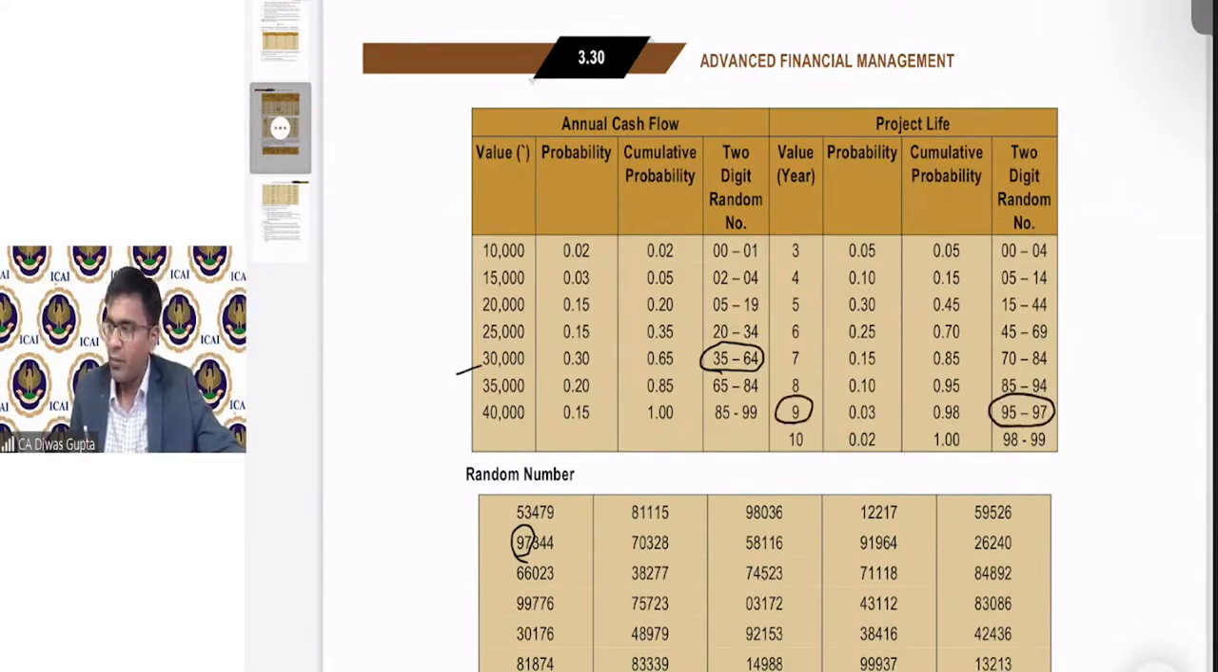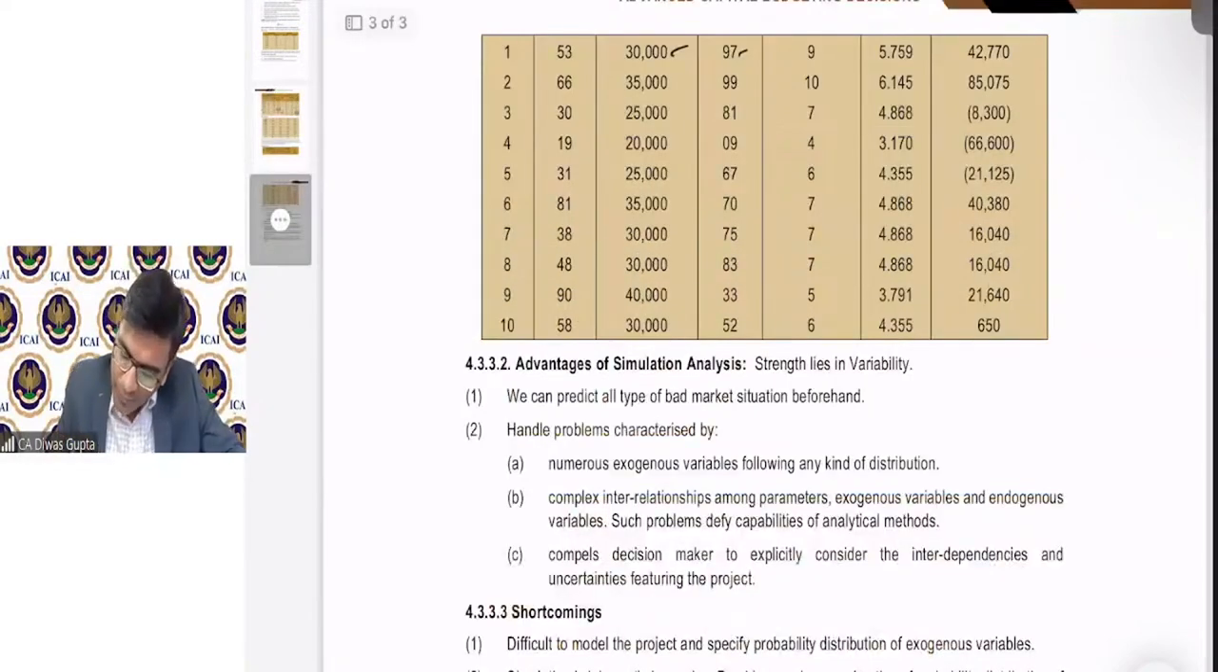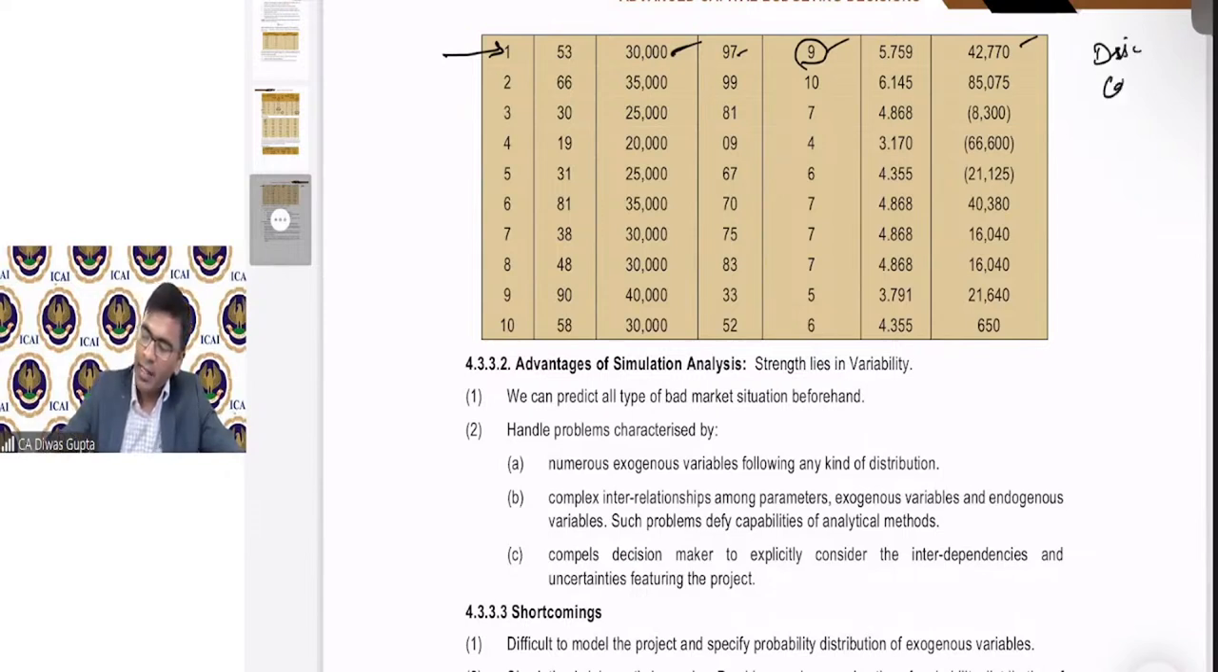Okay, Mohammed Abdul Rahim, I will do that. Just wait. So for 97, 9 years have been taken. So for this first simulation, 30,000 is the cash flow, 9 years is the time period, and hence your NPV is 42,770, with the same discount rate and same cash outflow. That remains the same. There is no change in that.